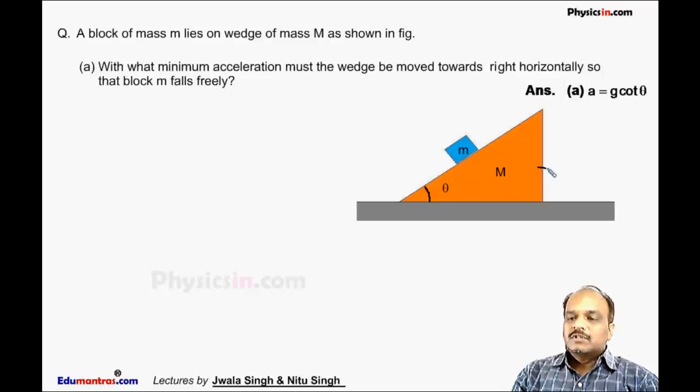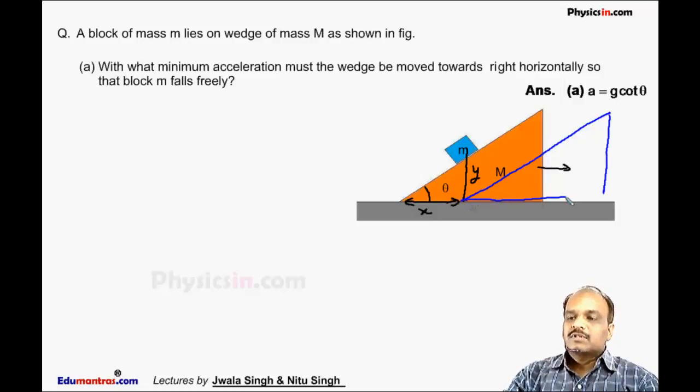So when this wedge is moving with some speed, the block is falling like this. Let this block fall a distance y, then in that case the wedge has to move a distance x. Means we can say the wedge is here when the block is at this distance. This is the position of the wedge after some time. So this block is falling vertically, so this is y. So the distance moved by this wedge is x.